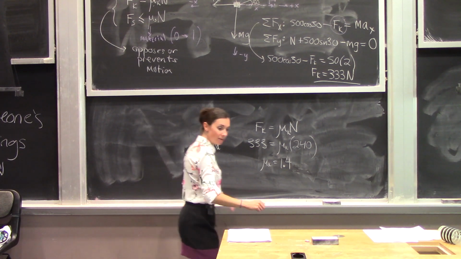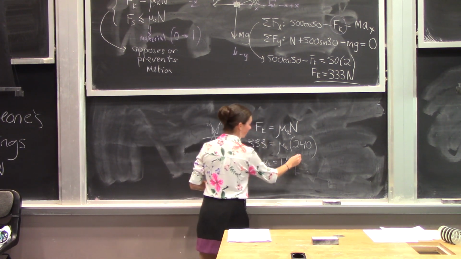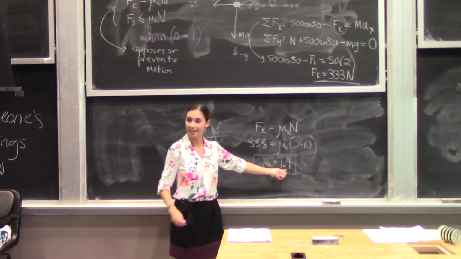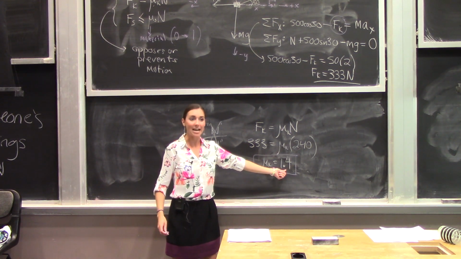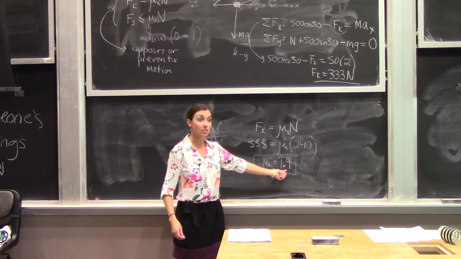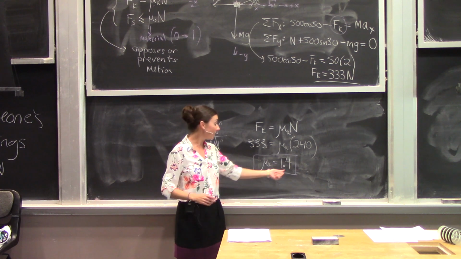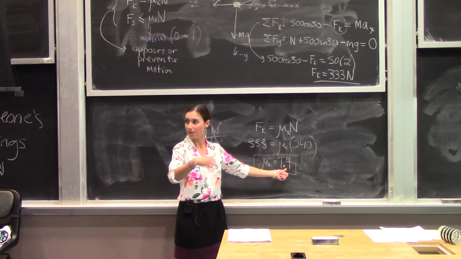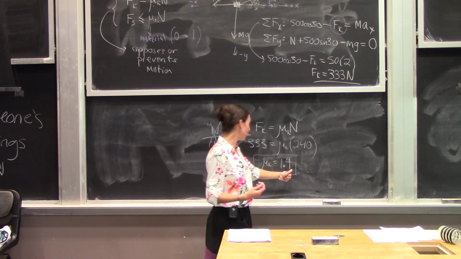Now I will say that when I wrote this problem, I didn't solve it probably ahead of time, so this is kind of an unrealistic number. It's not impossible to have a coefficient of friction greater than 1. It just means it's super, super rough. But again, you're probably going to see numbers that are smaller than 1, something like 0.5 or 0.7 in the future. So just kind of keep that in mind.